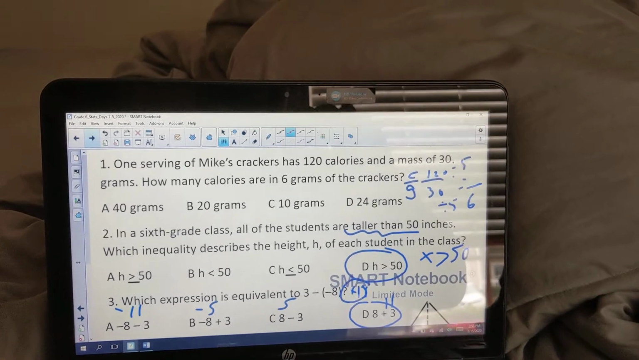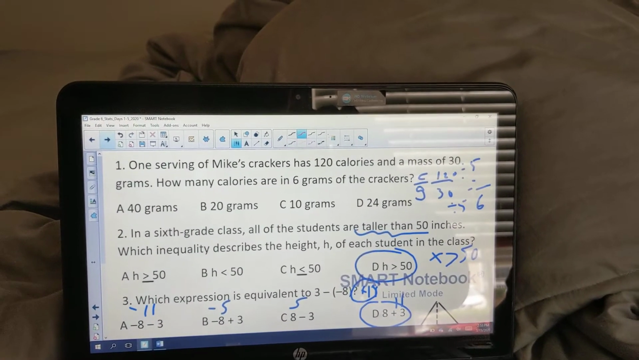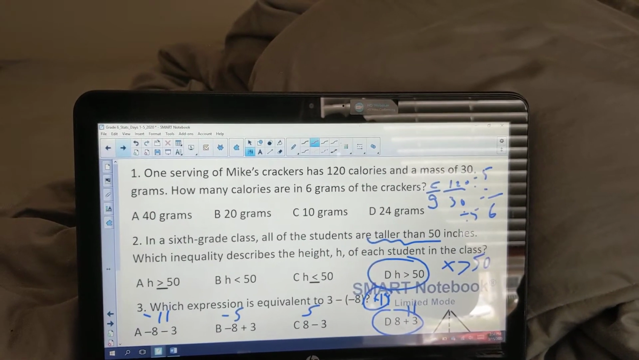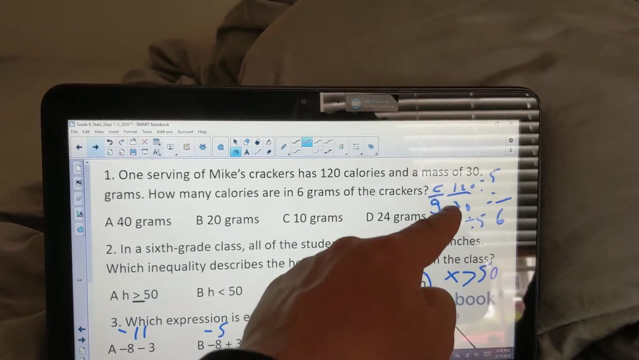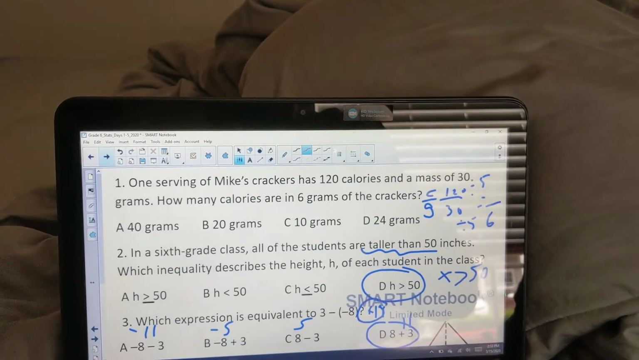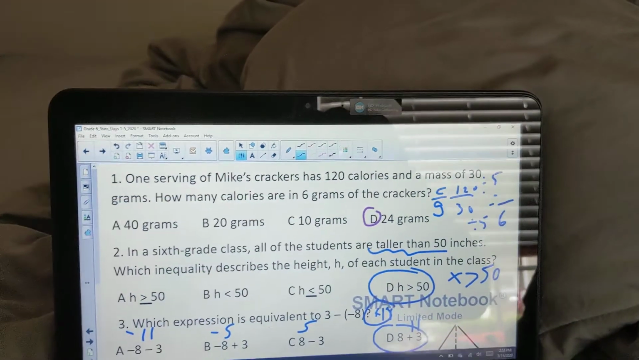The first thing we need to do in number 1 is make a ticket. We are comparing calories in grams, 120 calories, a mass of 30 grams. How many calories are in 6 grams? Well, to go from 30 to 6, we have to divide by 5, and 120 divided by 5 is 24, so number 1 is D, 24 grams.